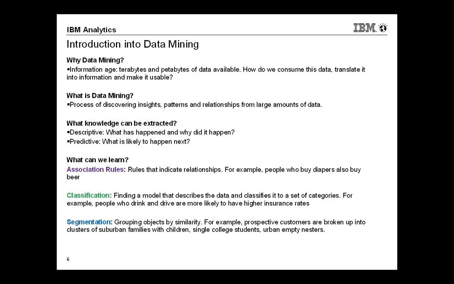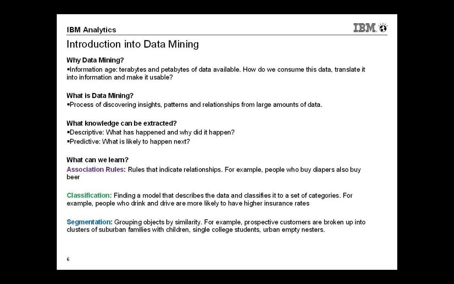Then there's classification, which is finding a model that describes the data and classifies it into a set of categories. So, for example, you have data on drivers with their demographic information, with their driving habits, etc., and with past information of whether they were likely to drink and drive or not, did they do it or not. So with this information, we can identify what properties make a person more likely to drink and drive. And if we look at a new person who we haven't seen before, is this person going to be likely to drink and drive or not?